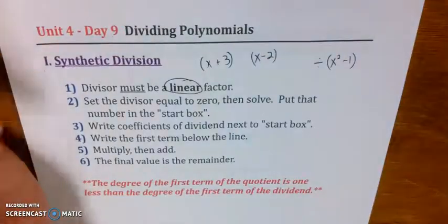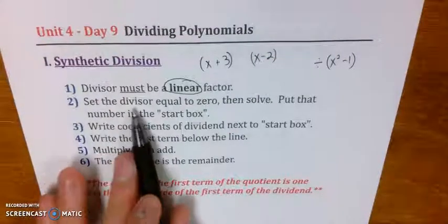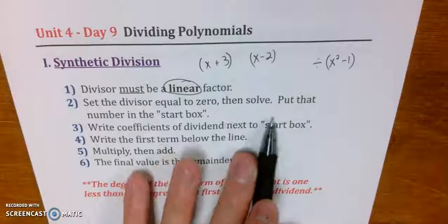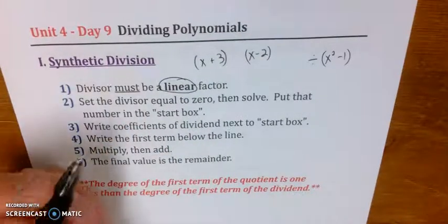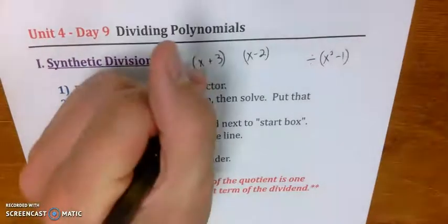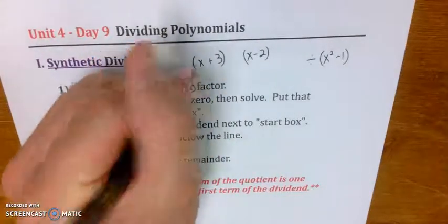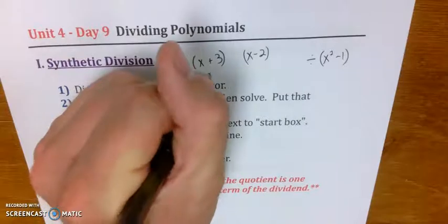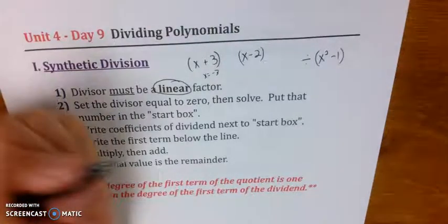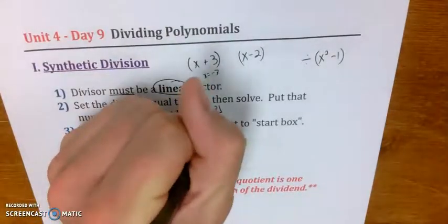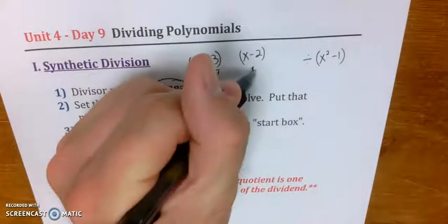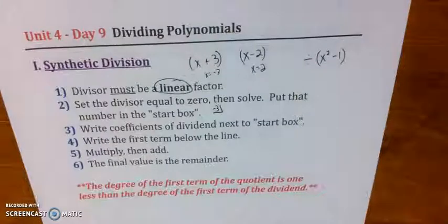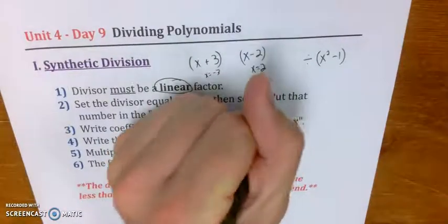All right, so first thing we need to do is set the divisor equal to 0, then solve. That number gets put into the quote-unquote start box. You don't know what the start box is yet, but if we had a divisor factor of an x plus 3, the 0 associated with that would be a negative 3. So in our start box, we might have a negative 3. If we had an x minus 2, the 0 associated with that would be a 2. So in our start box, we'd put a 2.